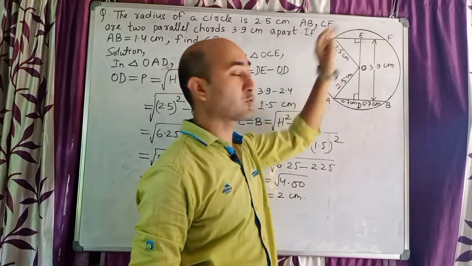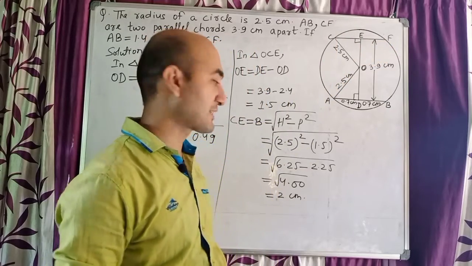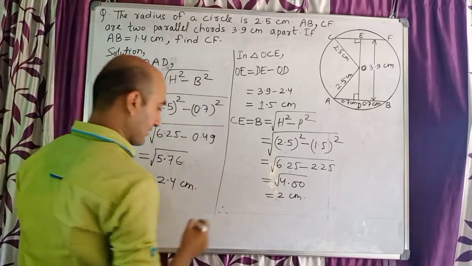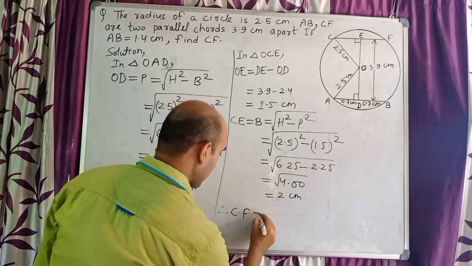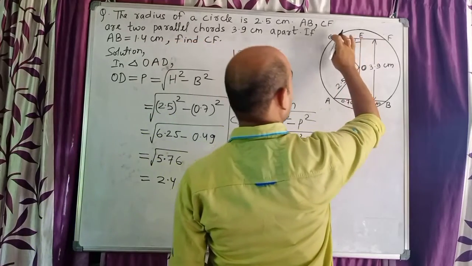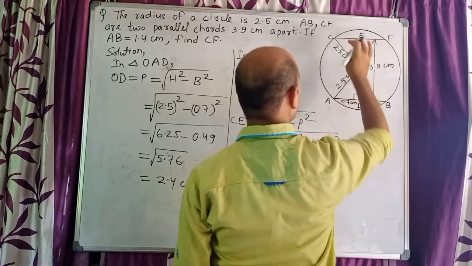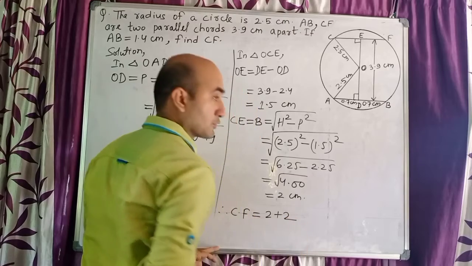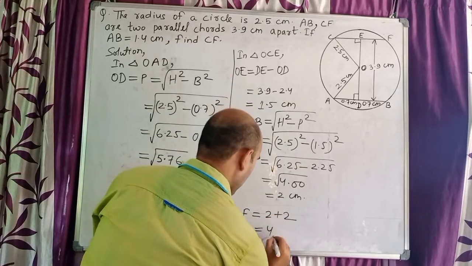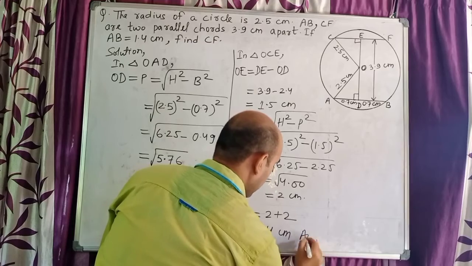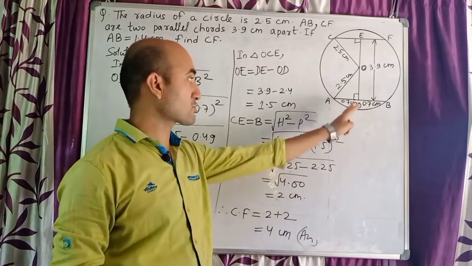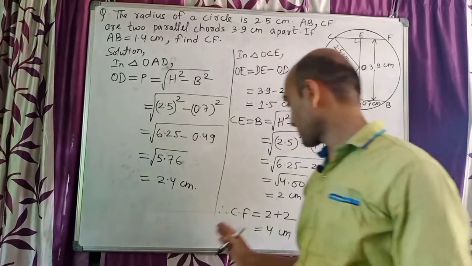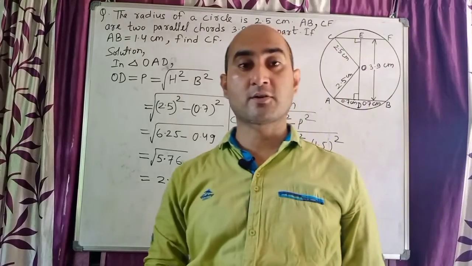That means EF also will be 2 centimeter. That means my second answer has come. Find CF. Therefore CF will be double of this 2. If it is 2, then the other also will be 2. So my answer will be 2 plus 2, and 2 plus 2 means the answer is 4. So my second chord has come. The first chord was 1.4 and the second chord is 4 centimeter. So this is my answer, children. I hope you understood. Thank you, children.